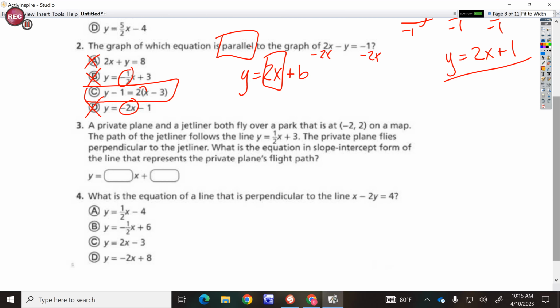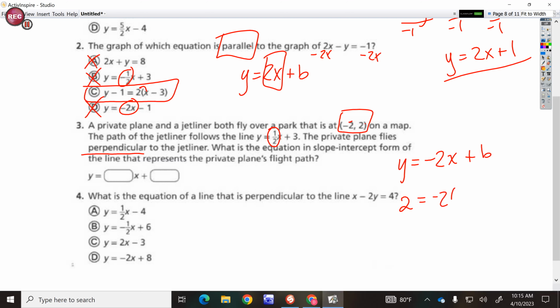All right. A private plane and a jetliner both fly over a park that is at -2, 2. So they give us a point and they say it's perpendicular. So perpendicular, you know, you got to grab positive 1/2 and do what to it? Flip it and change the sign. So it becomes 2/1 negative. So -2x plus b. Now plug in the values where they belong.